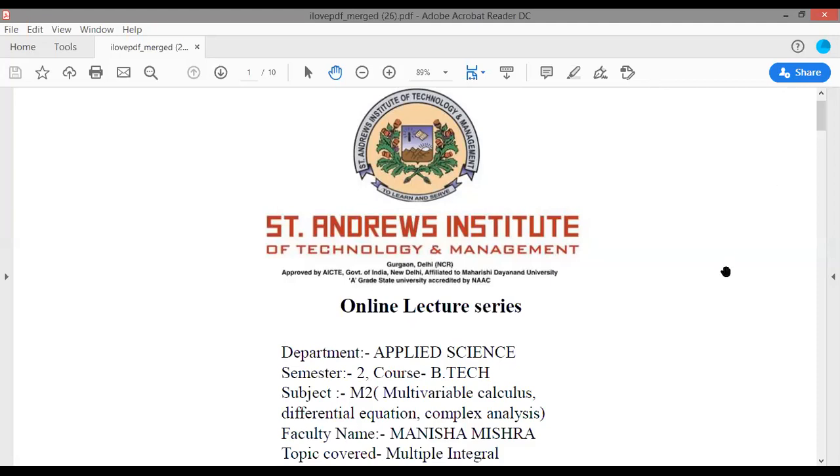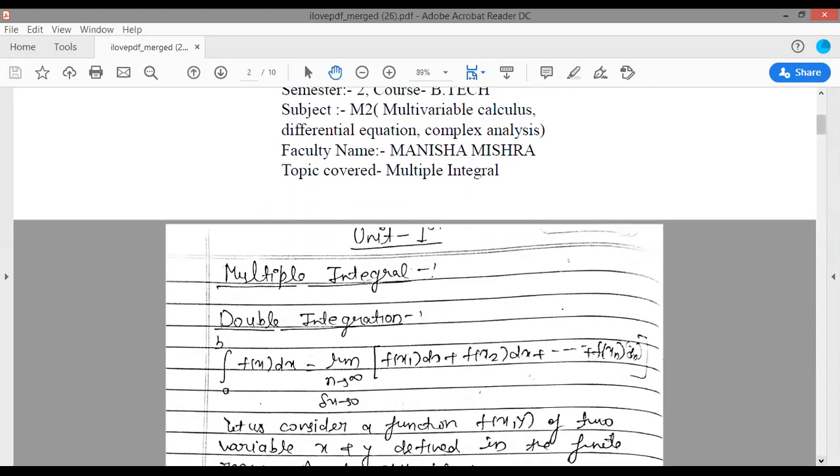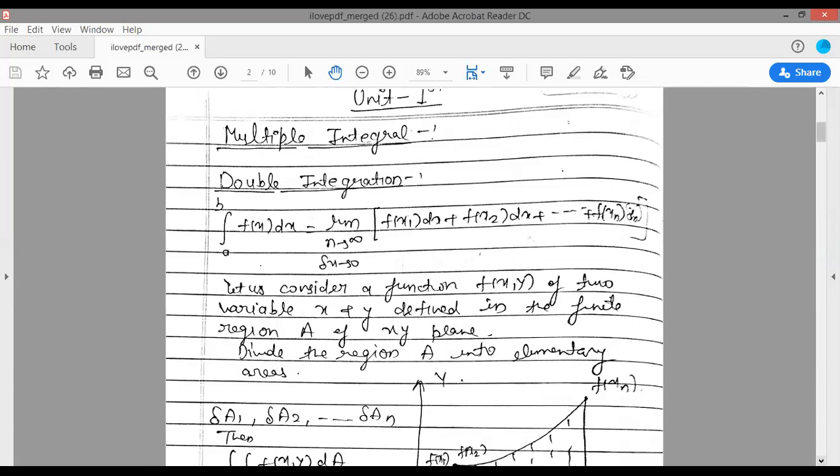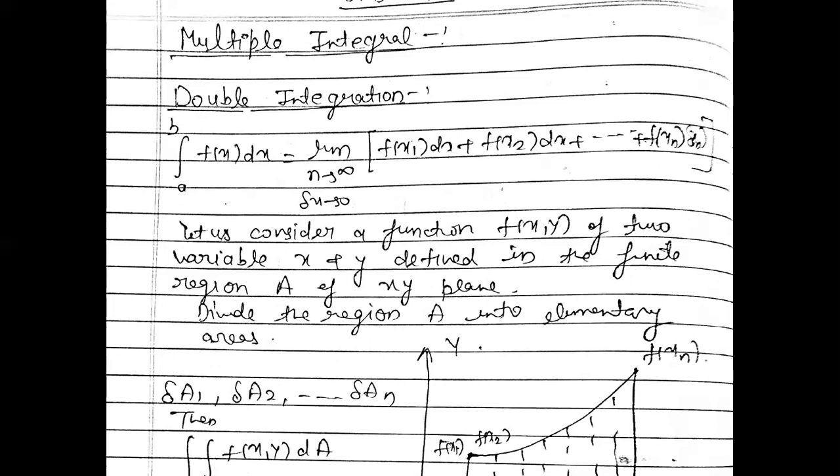So today I will start your first unit, and your first unit topic is multiple integral. So let's see multiple integral. In multiple, we mean more than one integration, right? For single integration, double integration and triple integration. I will discuss all the three integrations here and also discuss the other topic, change of variable, that will be in our next session, right?